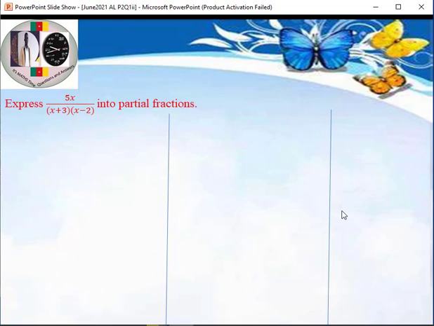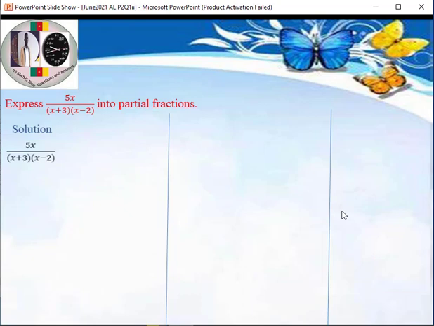using two methods. The first method we are going to use here is the general method that we always use when we want to convert a fraction into partial fractions. In this case, we have the fraction 5x on (x plus 3) into (x minus 2). Because the denominator is linear and has two factors, we have two partial fractions: one will be x plus 3, and the other will be x minus 2.